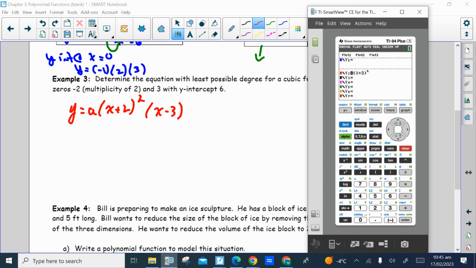So I have x plus 2, which is all squared, and I have x minus 3 as my factors. So if I graph that, that's what it looks like. But what if I change a to some other integer? So I'm going to draw a second equation. Let's say a is positive 2. So it's 2 bracket x plus 2 all squared times x minus 3.